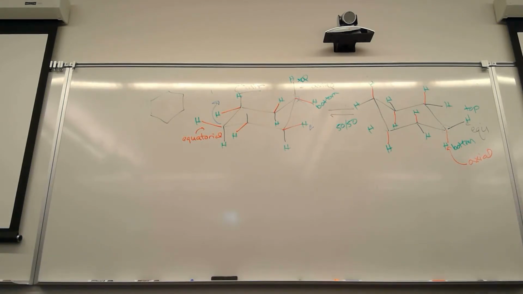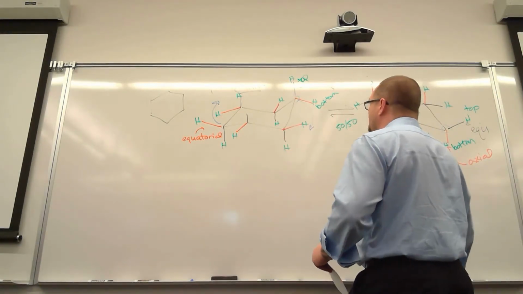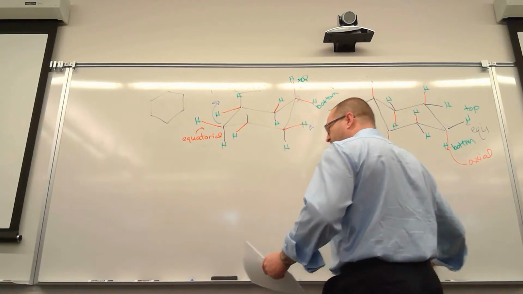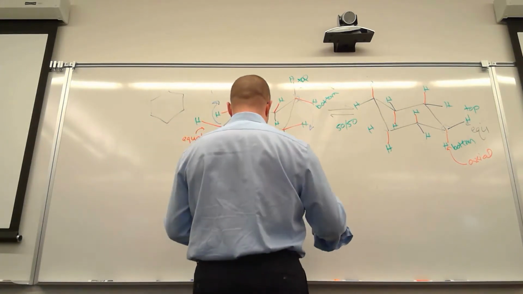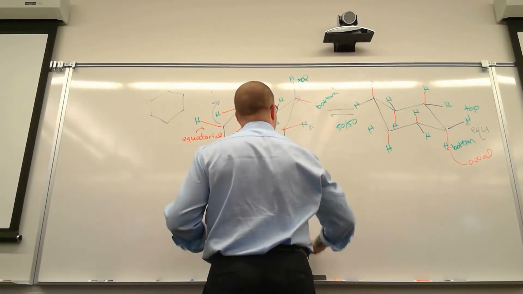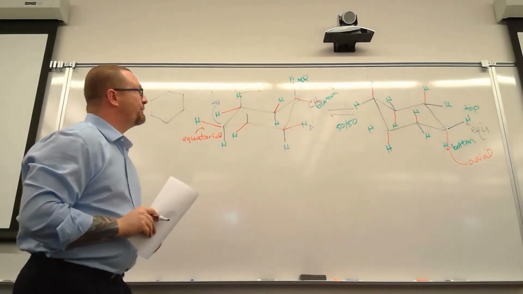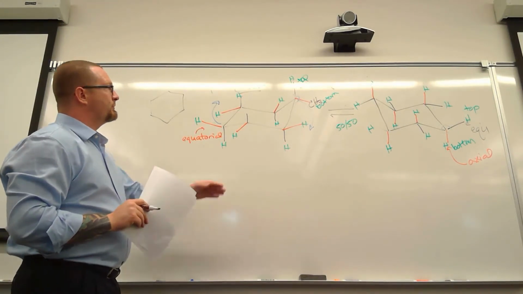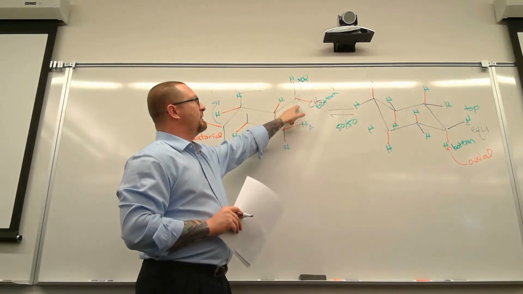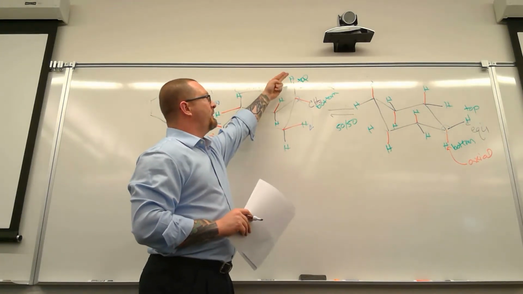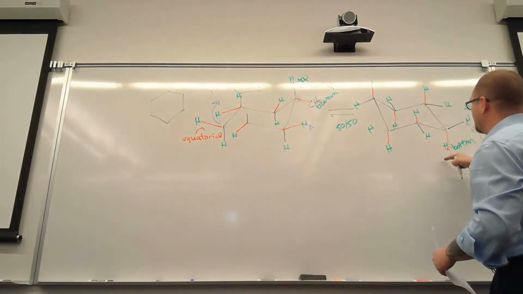However, let's change something up. Let's make, running out of cool colors, let's make this a methyl. As drawn with that as a methyl group, in this chair conformer, it's on the equatorial position, and it's on the bottom of the two. When we do the ring flip, it's going to stay on the bottom.